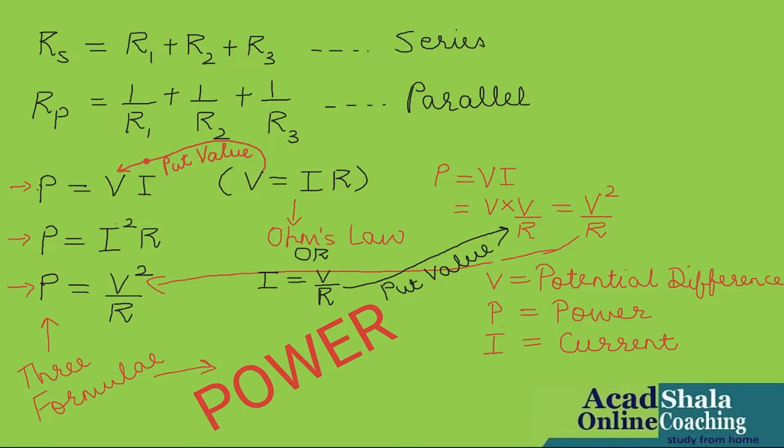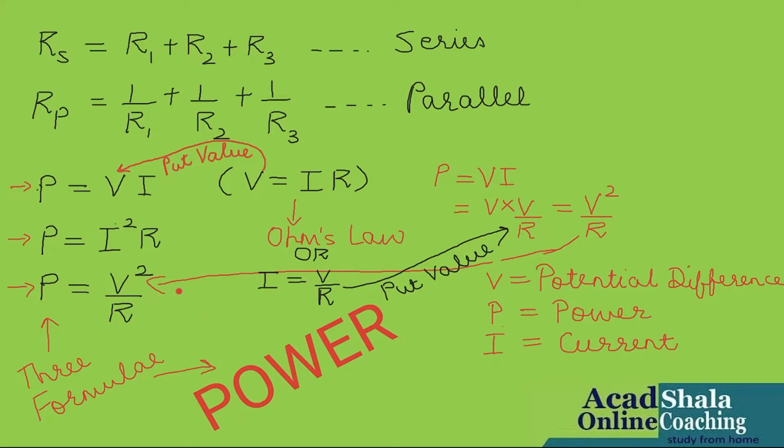Okay, children. So this was the king formula. Quoting the value of V is equal to IR in this king formula, I got a new formula, P is equal to I square R. And then after creating a new formula from Ohm's law, I put the value of I is equal to V upon R into this king formula, and then I got V square upon R. And in this way, we got 3 formulae for power.